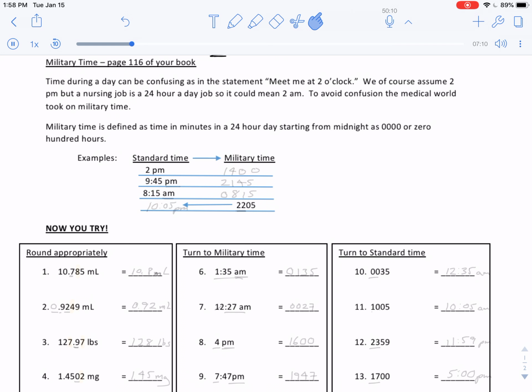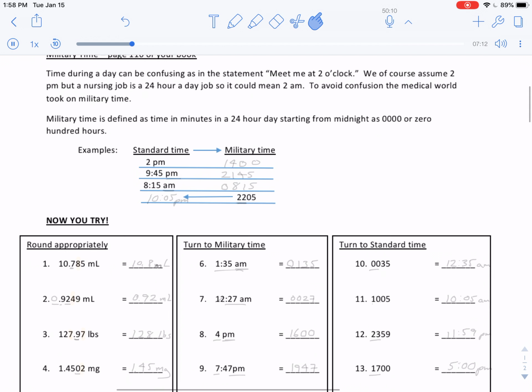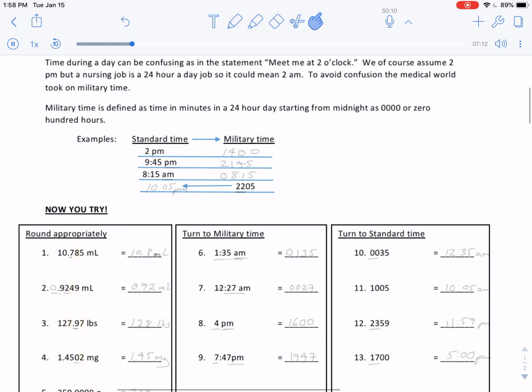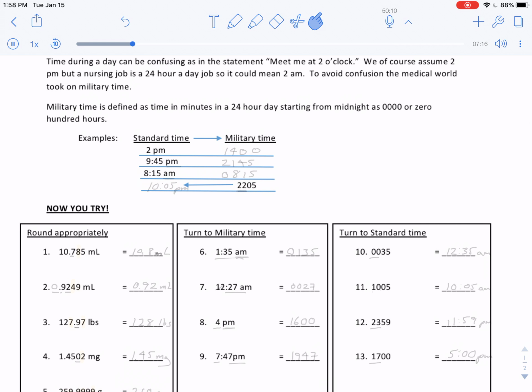Hey, meet me at 2, right? I don't know whether I'm talking about 2 a.m. or 2 p.m. because nurses work around the clock depending upon what time they have, whether they have the graveyard shift or not, right? So since we have that, let's go over how we write in military time.